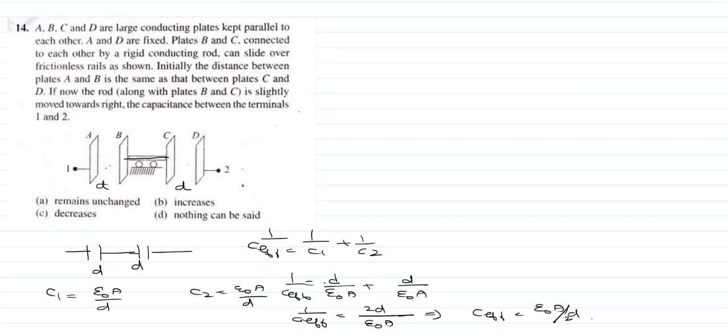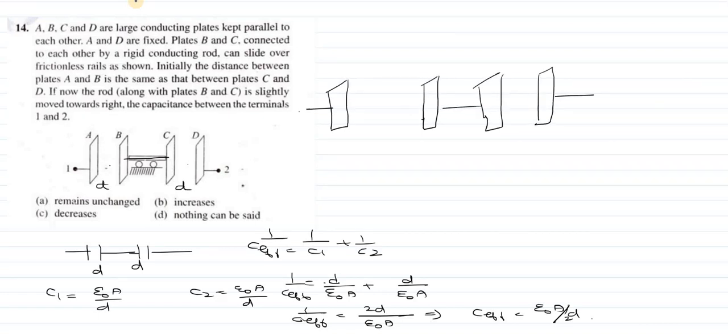But read the question carefully. Initially the distances are the same. But now the rod along with the plates B and C is slightly moved towards the right. What will happen to the capacitance? So what we are basically doing is shifting plate B towards the right along with C and this rod. Everything will be moved towards the right.